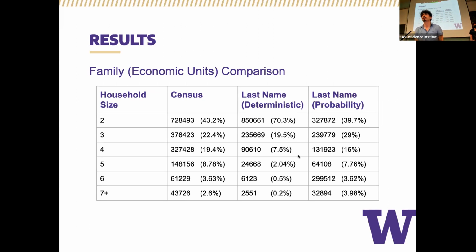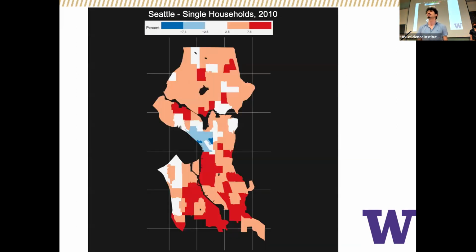But what happens to 1-person families? We will have much more discussion when Javan talks, but I want to show you an evaluation of this. This is the Seattle metropolitan area, and this map shows you whether we overcount, represented as red, or whether we undercount.